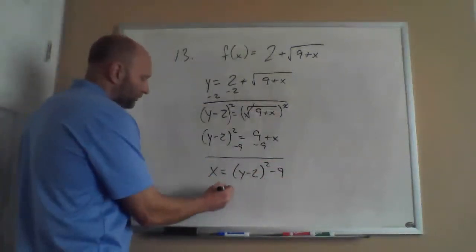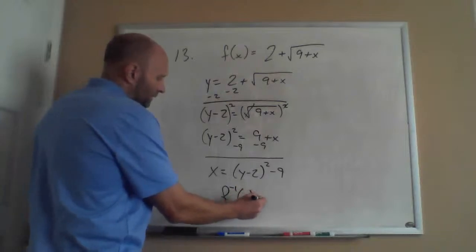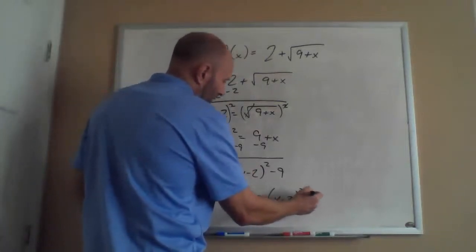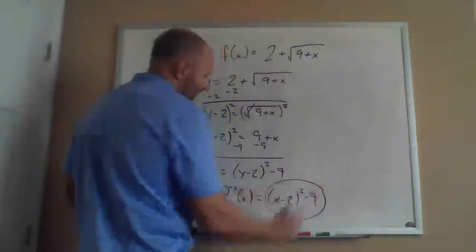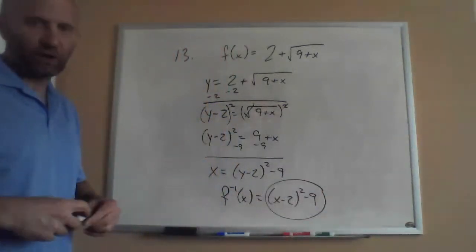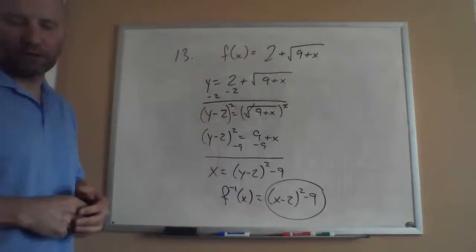So f inverse, just change everything to x's. So x minus 2 squared minus 9. Any questions on that? How to get the inverse there?